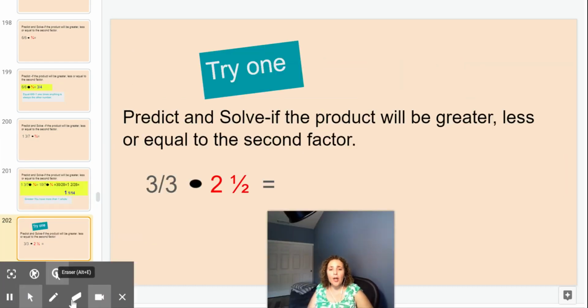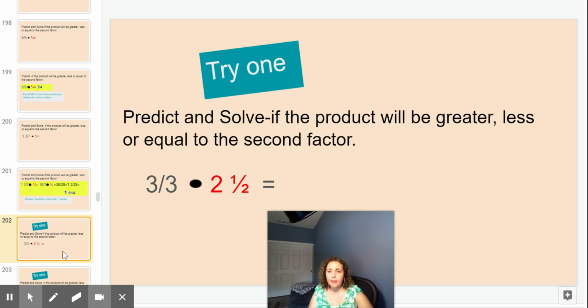All right, so you try one. Predict and solve if the product will be greater, less, or equal to the second factor. So write it down in your math notebook. Predict first before you solve it. Predict if it's going to be greater, less, or equal to the second factor here, and then come back to me.